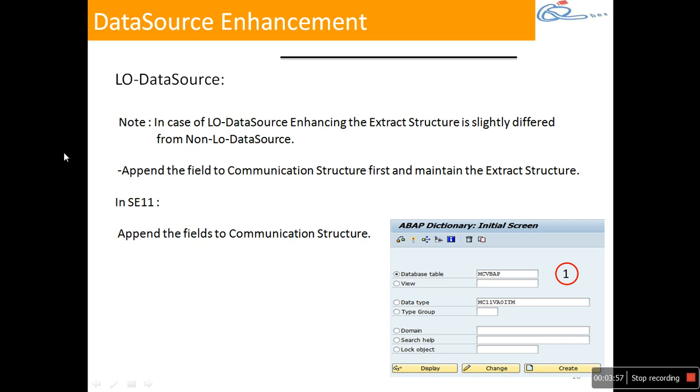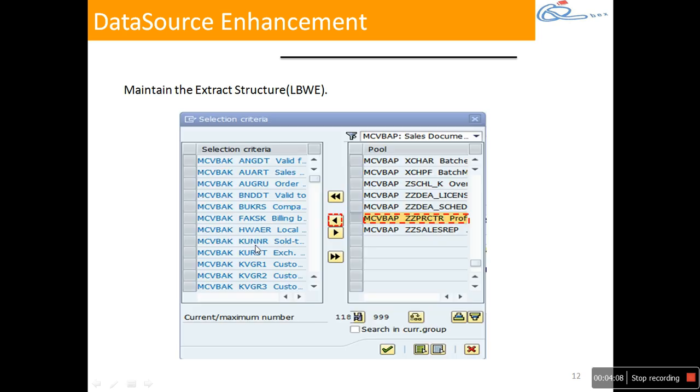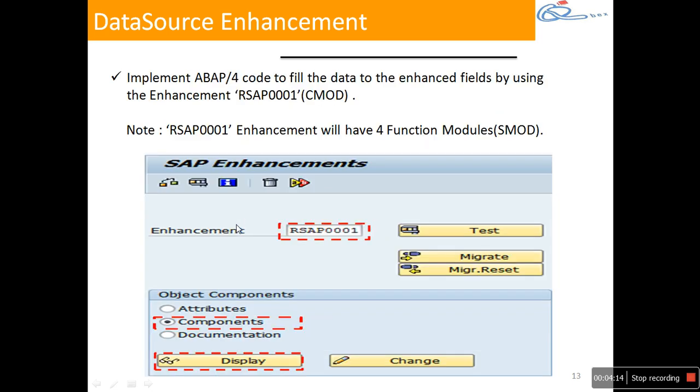And if it is an LO extractor, look at what I am doing. I am enhancing the field to, not a table, but MCVBAP, which is the communication structure. Once you append it to the communication structure, then from the communication structure we will move the appended field to the extract structure. Then when it comes to writing code, it's all the same, whether LO or non-LO. We start using this enhancement RSAP0001.